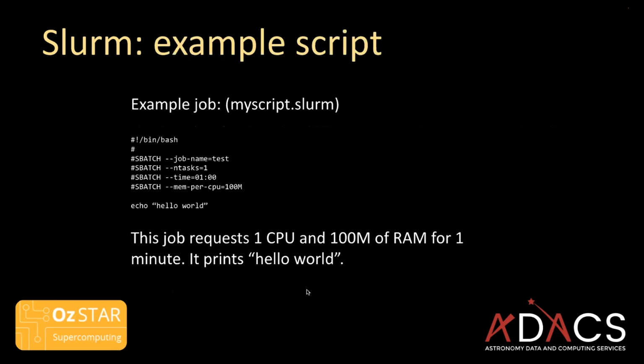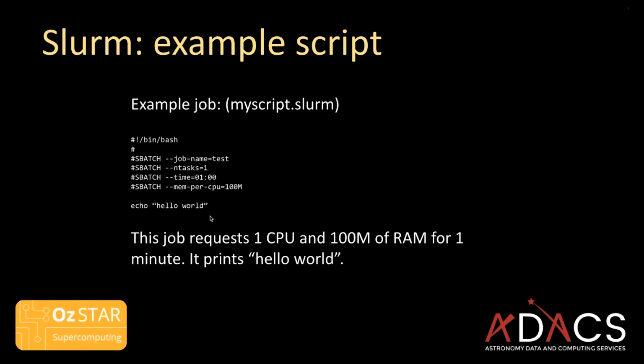So an example script is here. It's a very simple one. It's essentially just a shell script with a couple of these SBATCH directives. And so these will tell Slurm what resources to use, and things also like the name of the job. You can also make it email you when your job starts or ends. So this example here just creates a simple job that's just one process, runs for a maximum of 1 minute, and only requests 100 megabytes. And all it's going to do is print hello world.